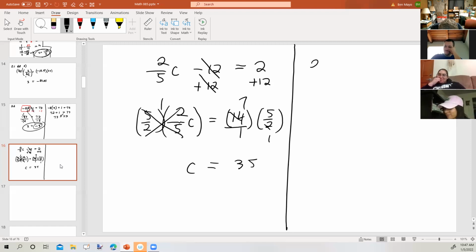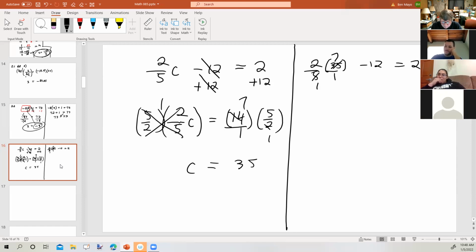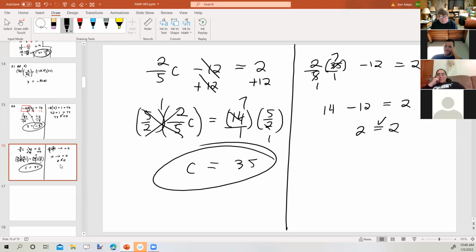Okay, here we go. 2/5 times C minus 12 equals 2. The 35, that's like 35 over 1. 35 over 5 reduces to 7 over 1. 2 times 7 is 14, and over 1 is still 14. 14 minus 12 is 2. 2 equals 2. It checks. All right.